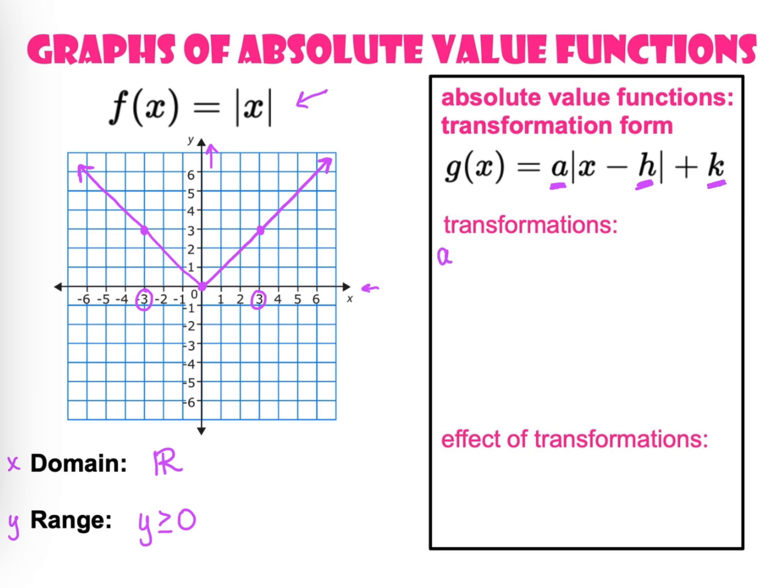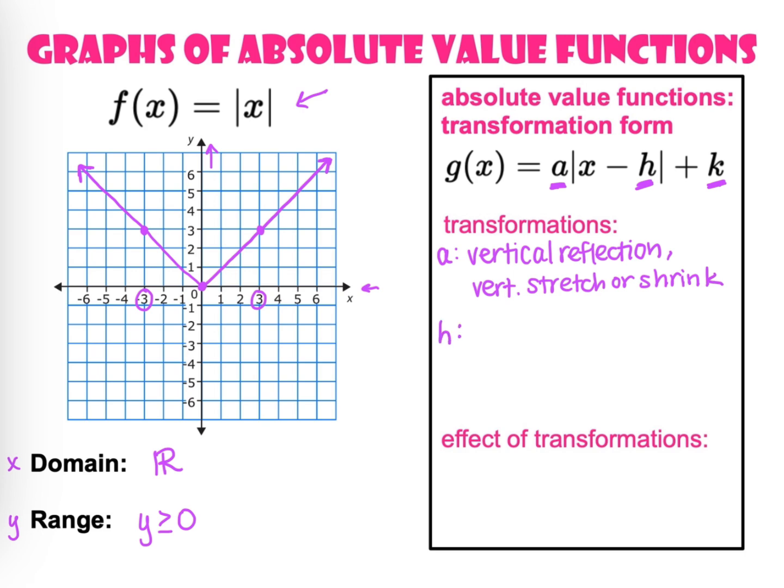If you ever see a different number out there, it's going to cause one of 2 things. A vertical reflection is possible. That happens if the a value is negative. Also, something that could happen if that a is anything other than a 1, it could vertically stretch or shrink our graph. Then we move on to the h value.